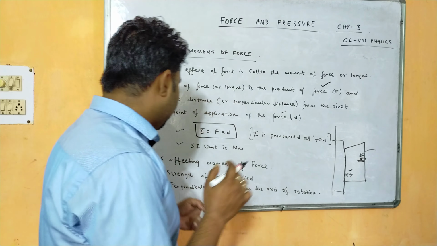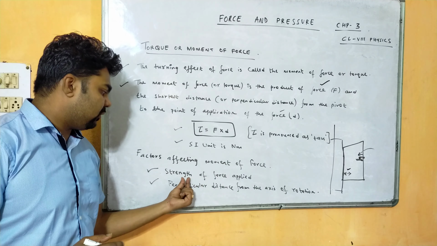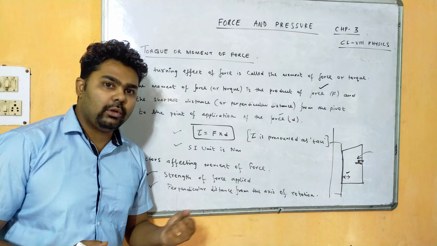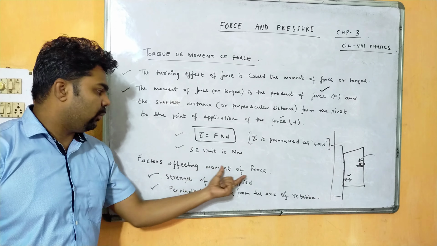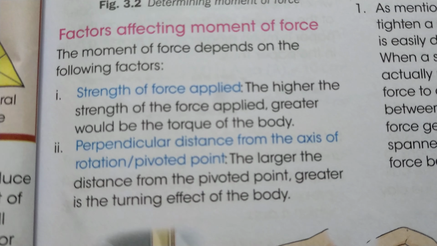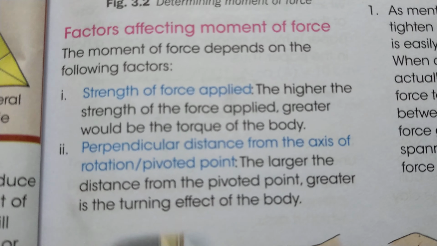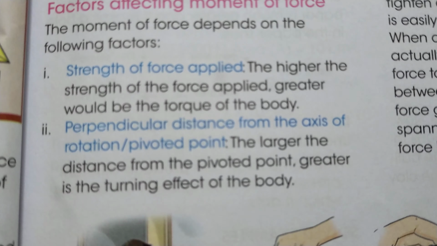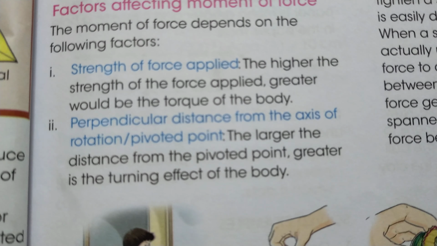Okay, so these are the factors. Two factors upon which the moment of force depends. It depends upon the strength of the force applied and the perpendicular distance from the axis of rotation. So these are the two factors affecting the moment of force. First, you see the strength of force applied, and second, the perpendicular distance from the axis of rotation or the pivoted point. Okay, so these are the two factors you need to write in your exercise book.